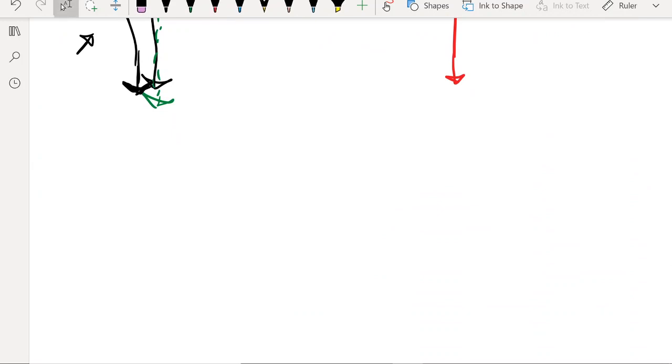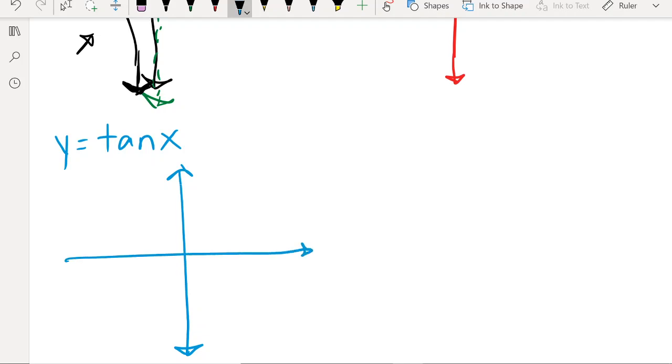And then tangent, we'll do tangent, y equals the tangent of x. Tangent's really interesting because it is similar to sine and cosine in that it's kind of wavy, but it also has asymptotes. So it's very similar to a cubic function, like y equals x cubed, in that it looks kind of like this. But it's not quite the same. It's not exactly a cubic function, right?